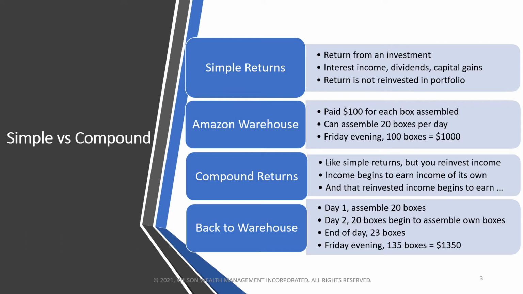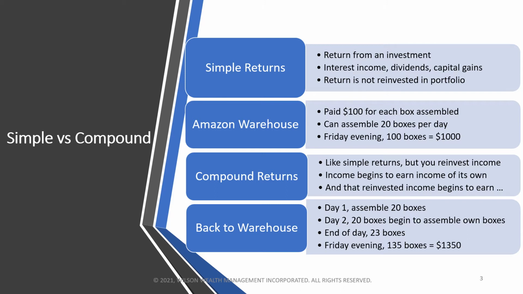Compound returns are like simple returns, but here you actually reinvest the income. The income, in turn, begins to earn income of its own. And that income on the income begins to earn income itself, and so on and so on and so on.